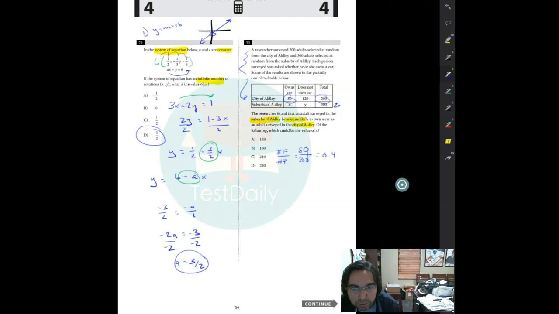Well, the suburbs of Adelaide is twice as much. So we know the suburbs, the probability of it is going to be 2 times the probability of that of the city. Remember, the city is right there. So that's going to give me 0.8. So there's an 80% chance that you're going to have a car in the suburbs of Adelaide, which has 300 people. So 300 times 0.8 is going to give me 240. So the answer choice is D there.